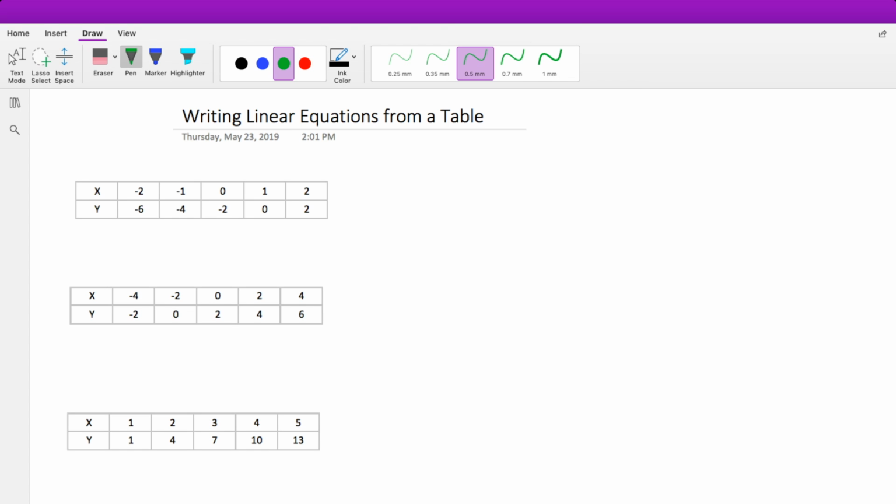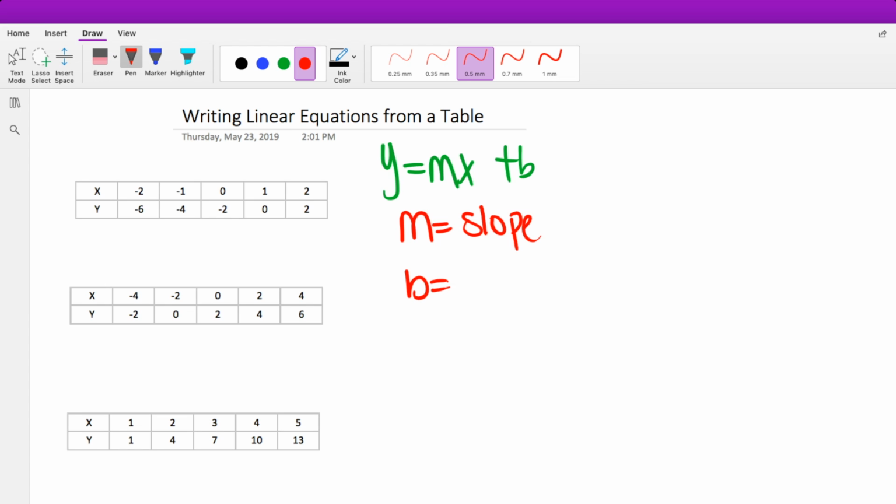So the first thing we want to do is go ahead and put our slope-intercept form down on our paper. We know that m equals slope, and we know that b equals y-intercept. Okay, so what do we do now?